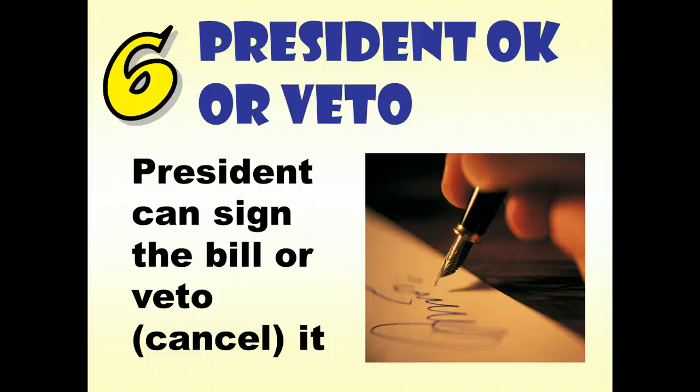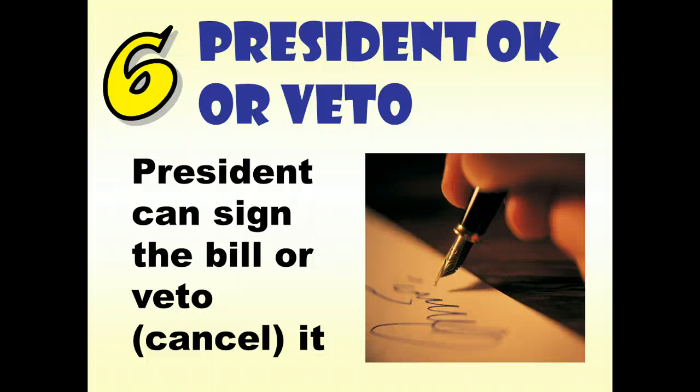Now, the president can also do an official veto. A veto is basically like canceling the law. If both the House and the Senate pass it on to the president, and the president says, no, I'm going to veto this, it's not quite dead yet. The odds are looking pretty slim, but there's still one more chance.